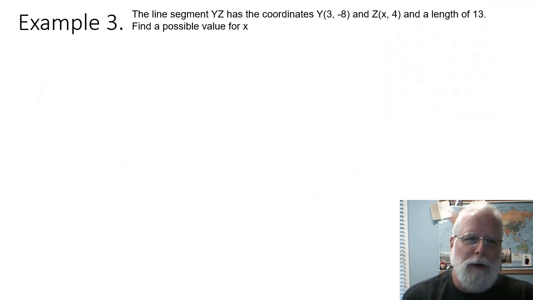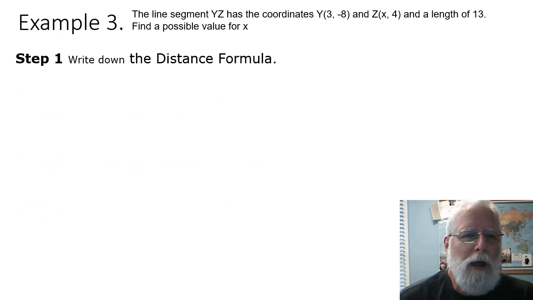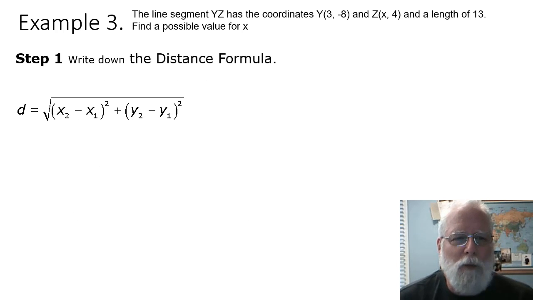So this last part: what if I give you the length of a line segment and I need you to find part of it? For example, here I've got y equals (3, negative 8), and z equals (x, 4), and they tell me the length between y and z is 13, and they want me to find the value for x. So how do I do that? Well, this is obviously involving distance or length, and so we start by writing down the formula, and we plug in what we can plug in.